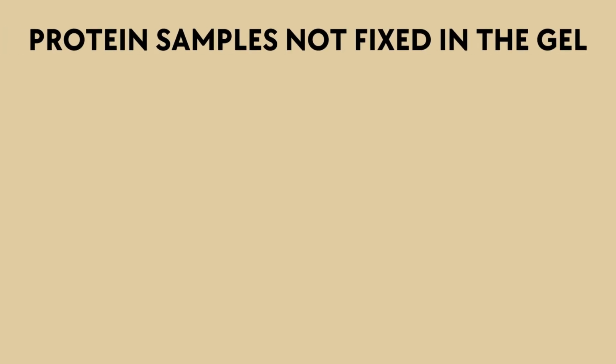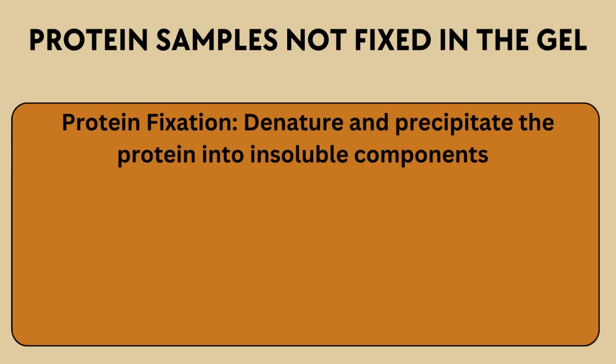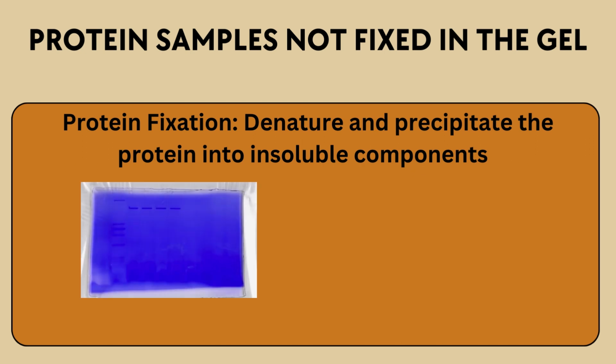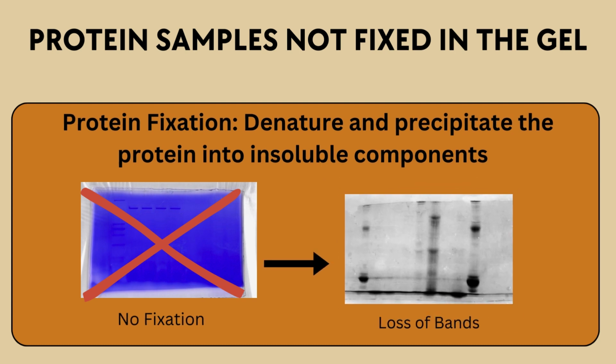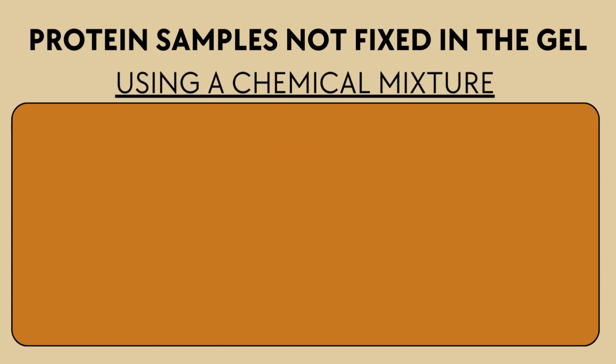Another potential cause of missing bands is that the protein samples were not fixed in the gel. Generally, the process of protein fixation involves denaturing and precipitating the protein into insoluble components that then allows it to fixate onto the gel. If there is no fixation, the bands will be lost. Troubleshooting this can involve using a chemical mixture that can help facilitate the protein fixation process.